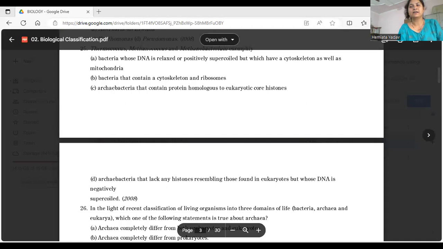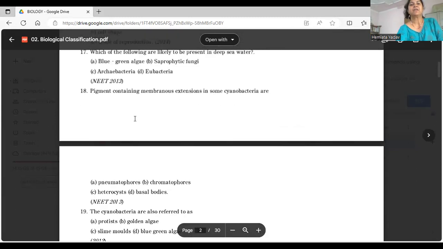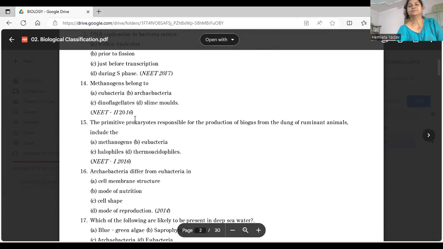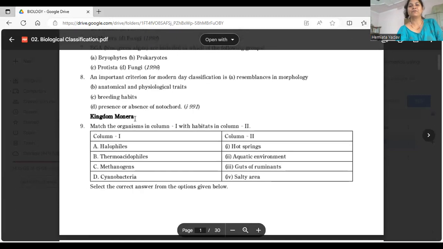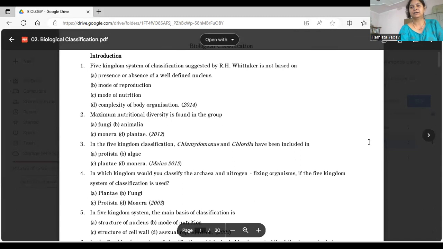So here are some questions which have already come in the NEET previous years. Questions are there in front of you. We are going to discuss these MCQs, and you are going to understand the NEET view, that is, what topics are very important in this NEET and medical paper.